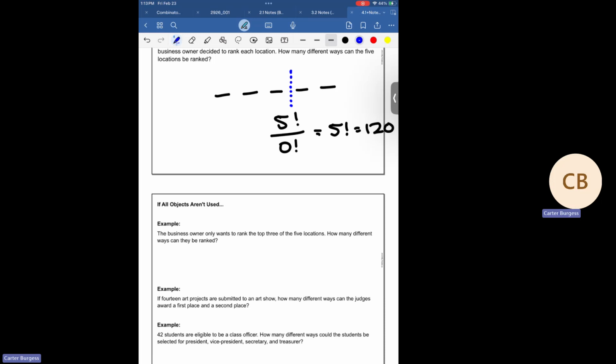And of these restaurants that we are looking at, or of these positions that we're looking at, how many of those slots do we actually care about in terms of order? The first 3. And so how many do we not care about? 2 of them at the end. And so what am I going to do to my 5 factorial? Divide by 2 factorial, which ultimately is 2. In this particular case, 2 factorial is 2 times 1, which is just 2. In order to get that this was 120 divided by 2, that's 60 different ones.